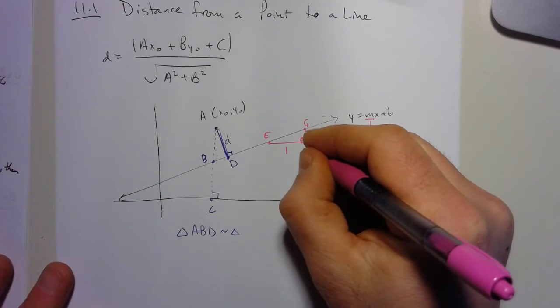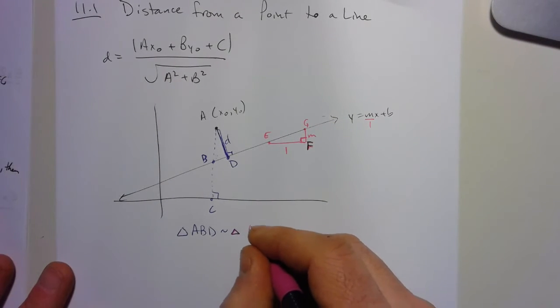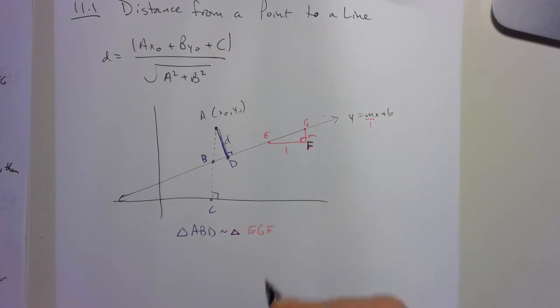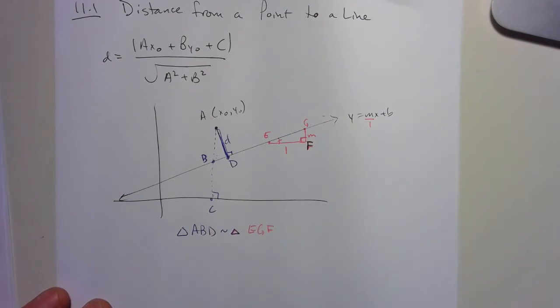Whoops, I should just try to keep color coding. All right, and then triangle E, let's see, this one ABD, so it's going to be EGF. Okay, so because we have that, they're similar by angle, right, and I could go something like this and mark those to show that angle.